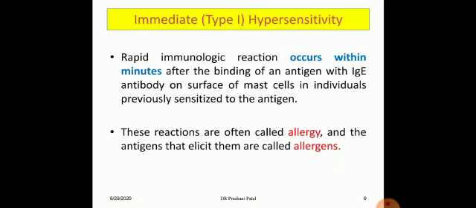Type 1 hypersensitivity reaction: here a rapid immunologic reaction occurs within a minute after binding of antigen with IgE antibody on the surface of mast cells in individuals previously sensitized to that antigen. These reactions are also called allergy, and the antigens that elicit them are called allergens. So here individuals are previously sensitized to that particular antigen. On subsequent exposure, type 1 hypersensitivity develops.